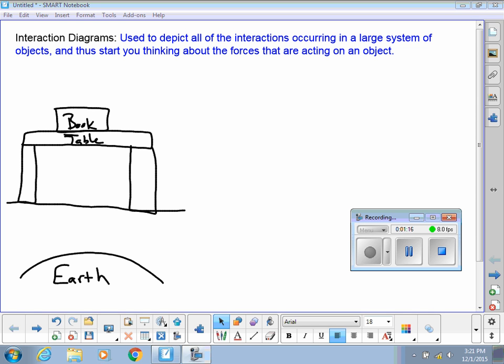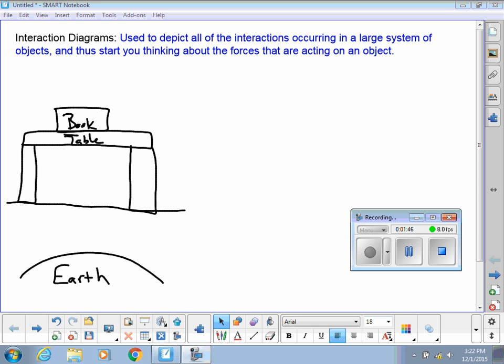It's not what we would use for a final analysis on anything, but we use it to start thinking about what are in fact the forces acting on an object. Because as we get into the diagrams here, if you don't have some kind of connection between two objects, then there's not a force being put on that object by something else. And so really it's just about trying to think about what forces are in fact acting on something.